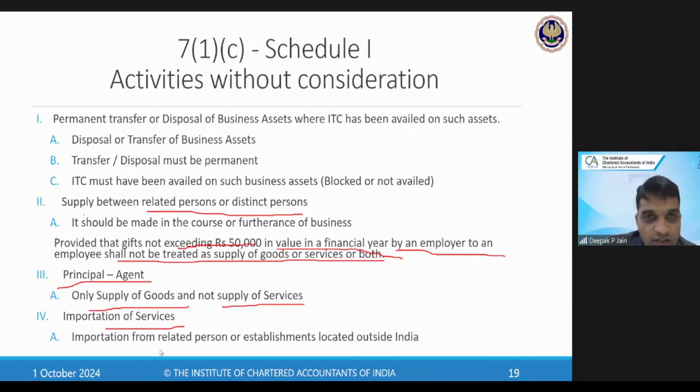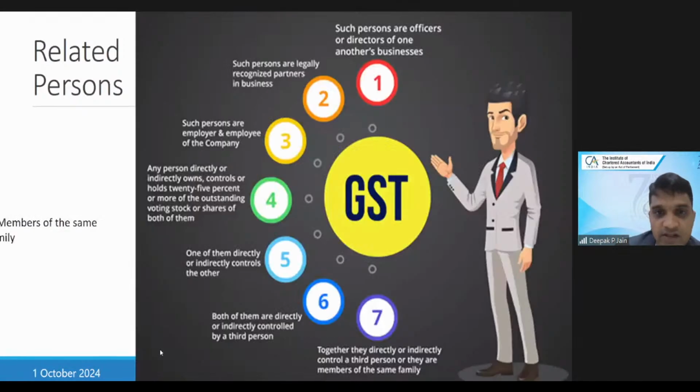Then the last is importation of service. Importation of service we have already seen under 7(1)(b). This importation of service is different. This is importation from related persons or establishments located outside India. So if you are importing anything from a foreign entity which is related to you, then on that importation you will have to pay GST under reverse charge, even if there is no consideration. If you are importing without consideration from an unrelated party, then no GST. But if you are importing from a related party, then it is liable to GST. We will discuss this in detail.